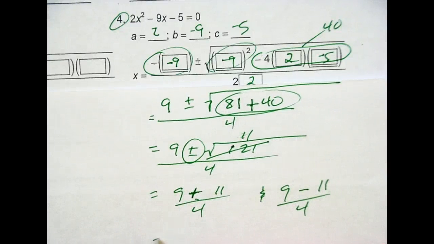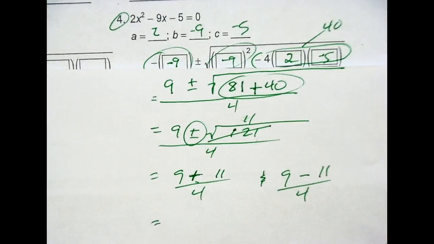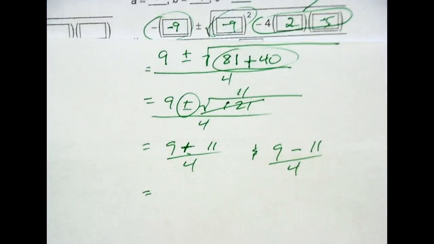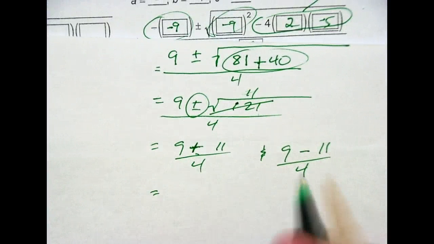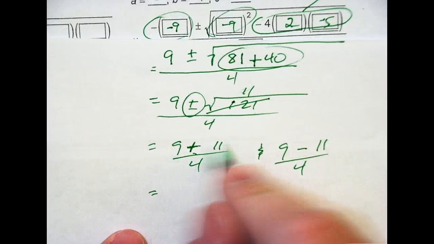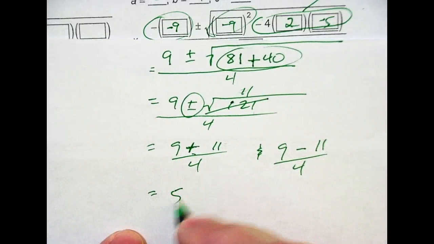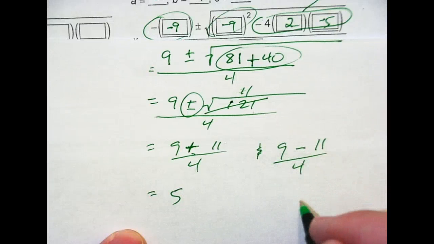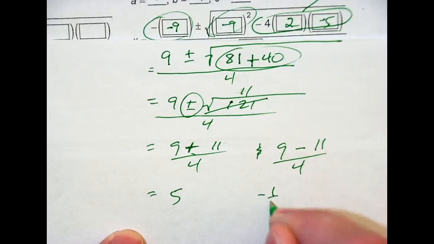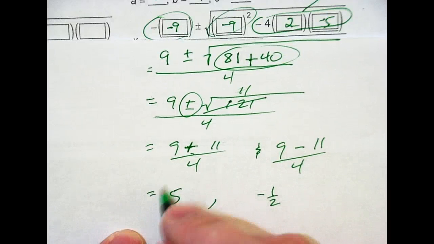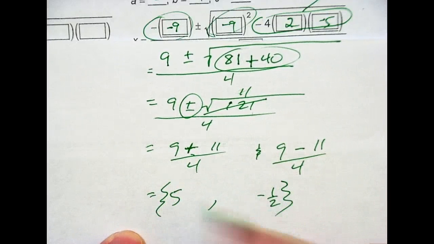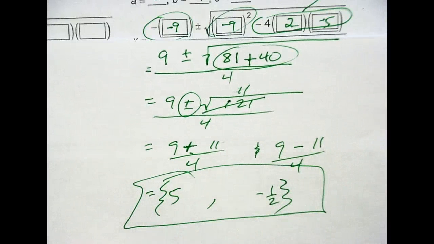Okay, one answer is, yeah. Go for it. 5? 9 plus 11, that gives us 20 over 4, or 5. And this one is? Negative 1/2. Yeah. All right. There's our solutions. Put them in set notation, and we got it. Any questions?